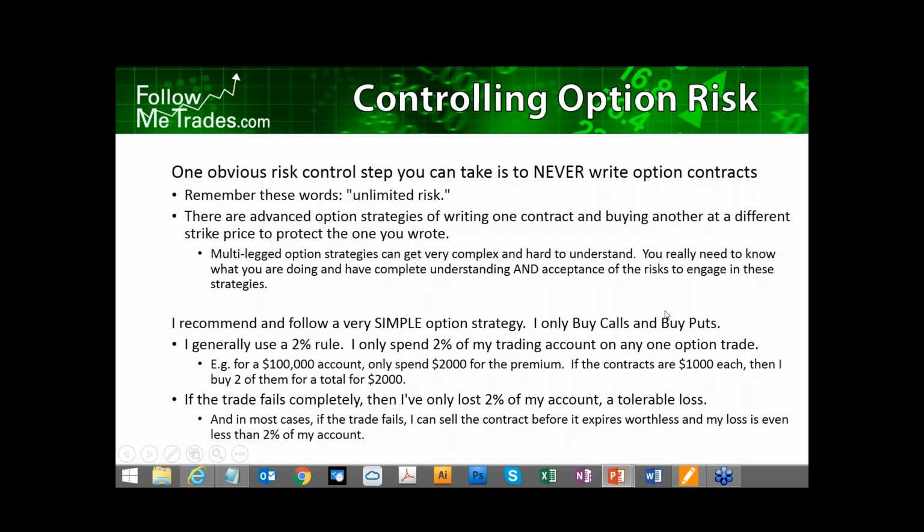Buy puts, buy calls, use 2%. Don't spend any more on it than you're willing to lose in the trade, okay? And again, I can sell it before it expires worthless. My loss is even less than 2%, okay?